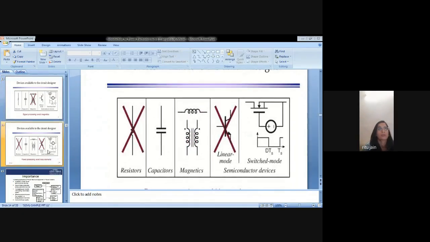If you are using electronic devices for power processing, you can't use resistors and linear mode semiconductor devices. These are the different devices we will discuss in detail in other lectures, including how and when which devices must be used to construct a power electronic circuit.